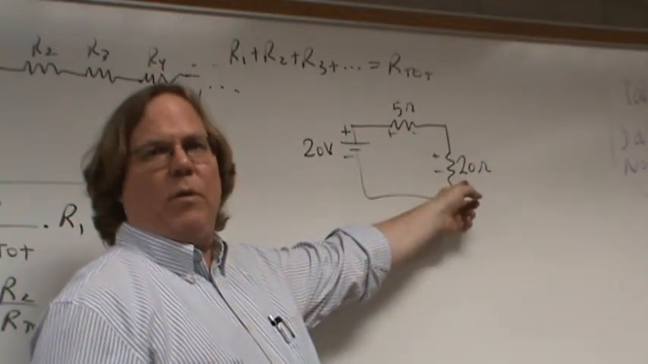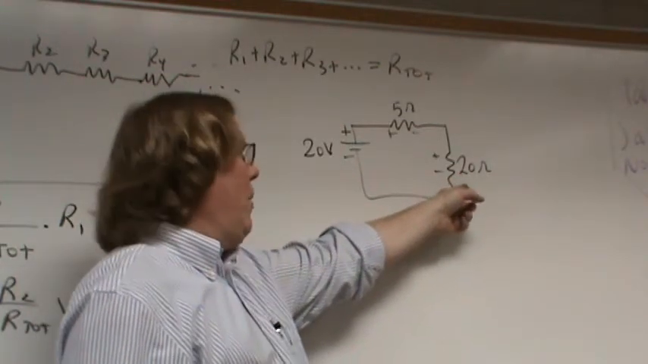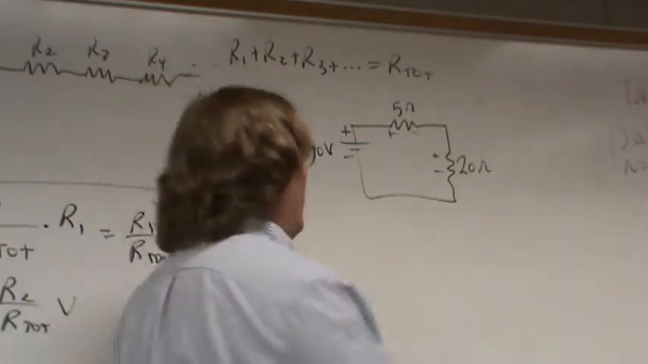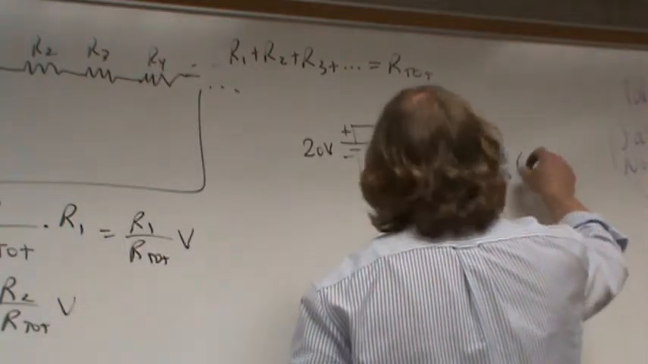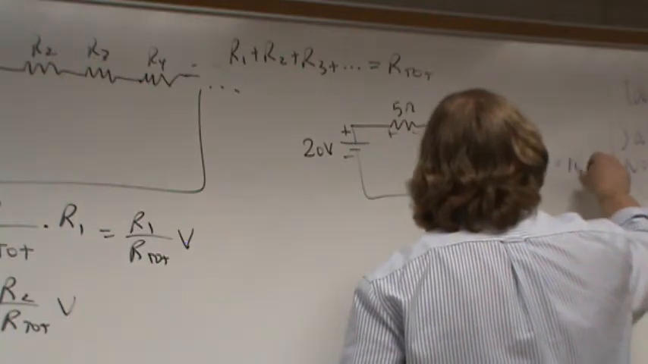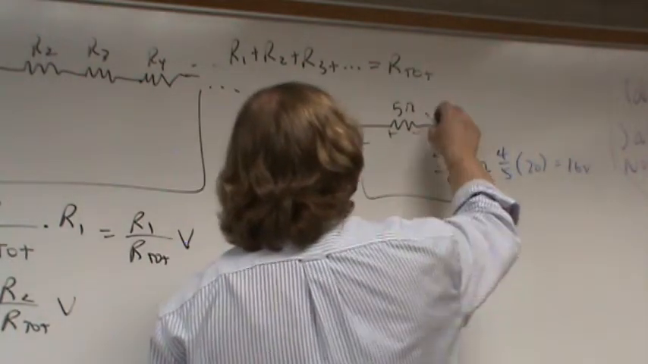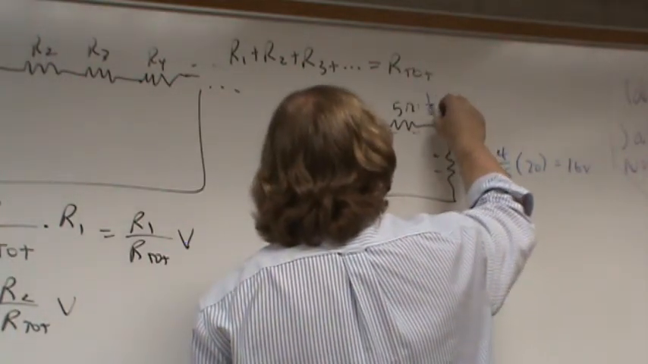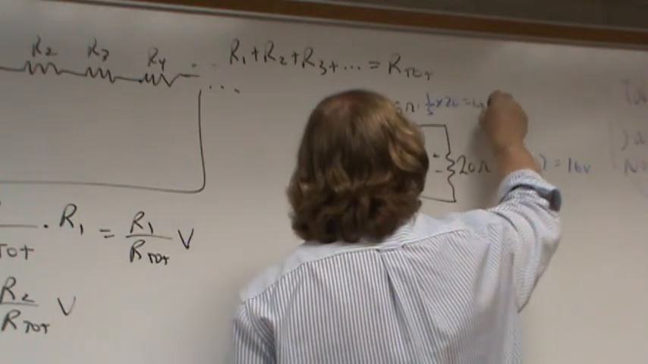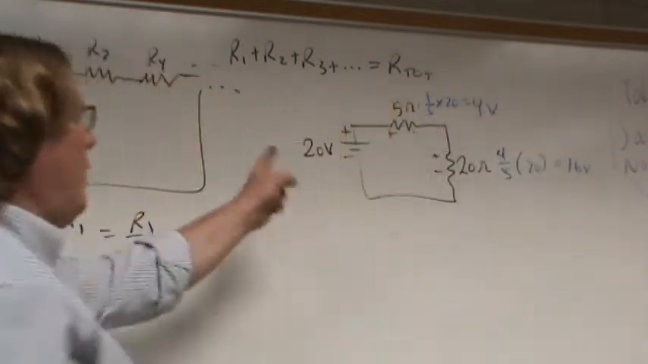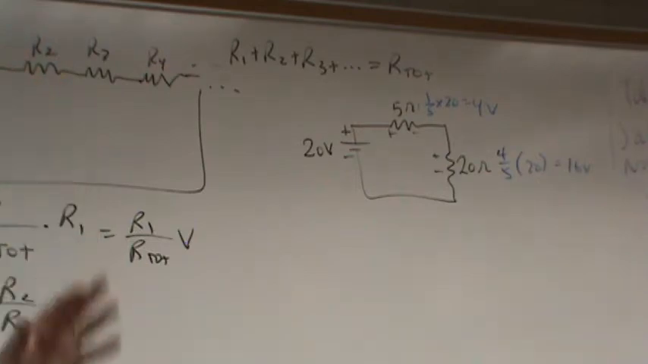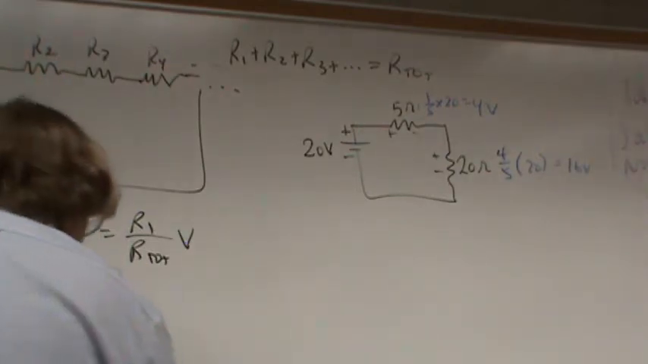Yeah, 4/5, 20 out of 25, right? So this guy's voltage is going to be 4/5 times 20, which is 16 volts. And this guy is going to be 1/5 times 20, which is 4 volts. How many people got 4 volts and 16 volts? Okay, several of you. Well, this is how fast I want you to be. Here, let me give you another one.